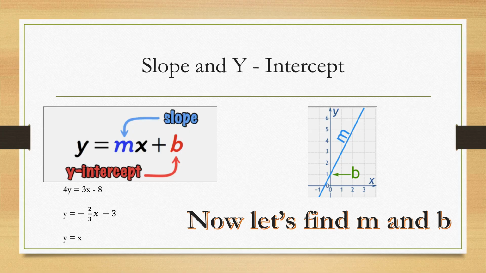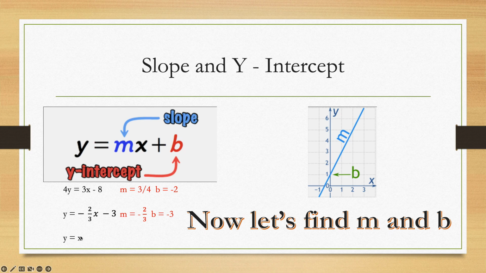Now, for the first one, it doesn't say y equals yet, so I have to divide everything by 4. We would divide everything by 4. The slope is 3/4. The y-intercept is negative 2. Next one, it is in y equals form, so the slope is right where it ought to be. It's negative 2/3, and the y-intercept is negative 3.